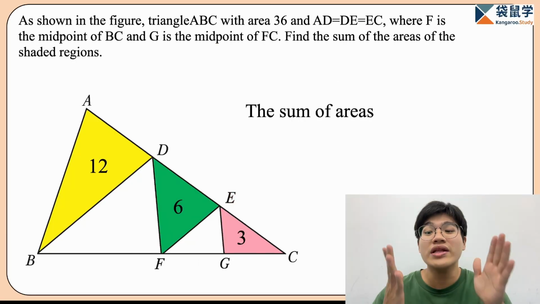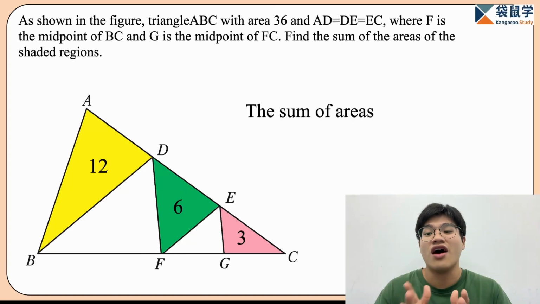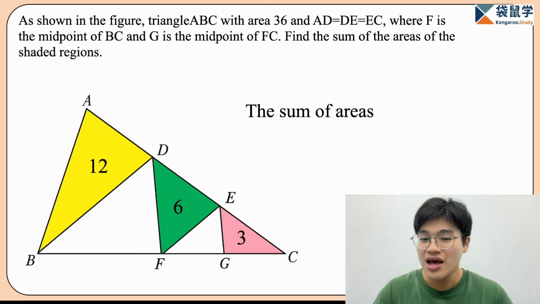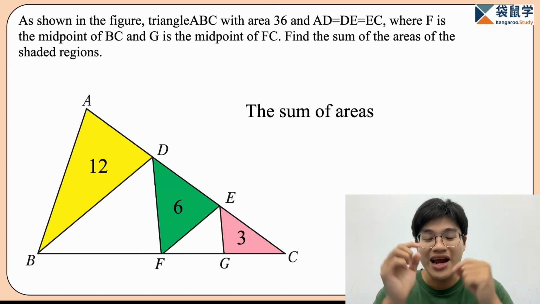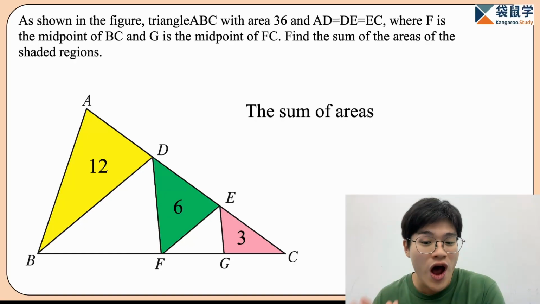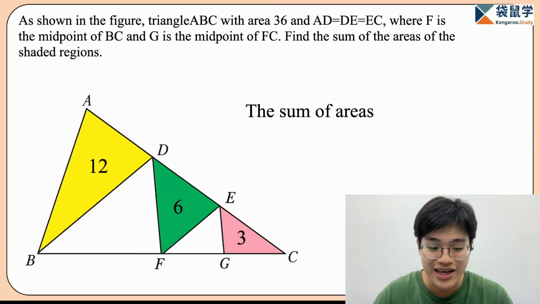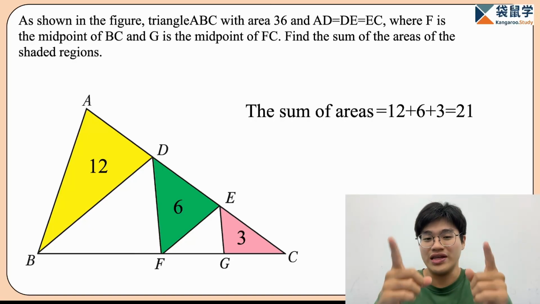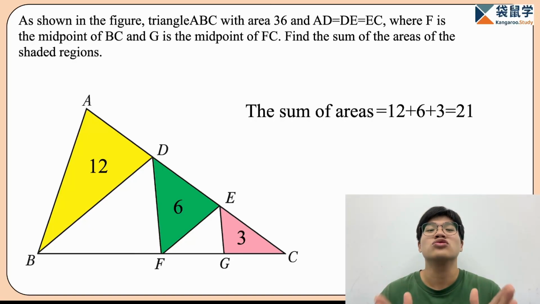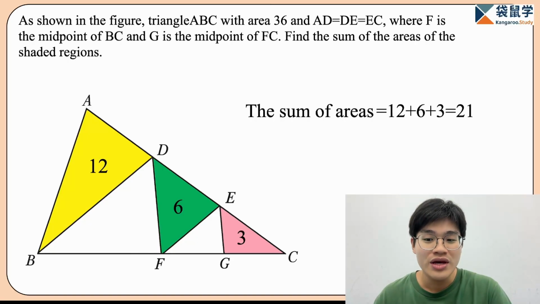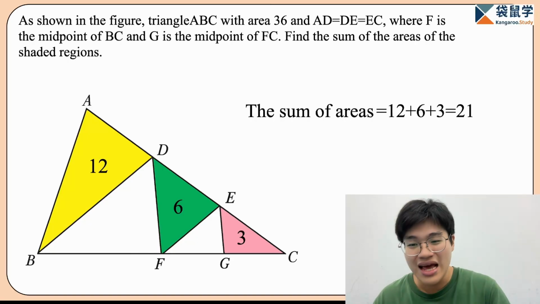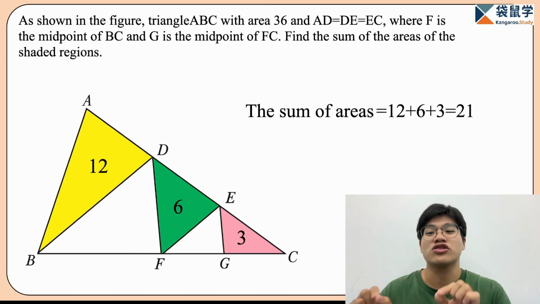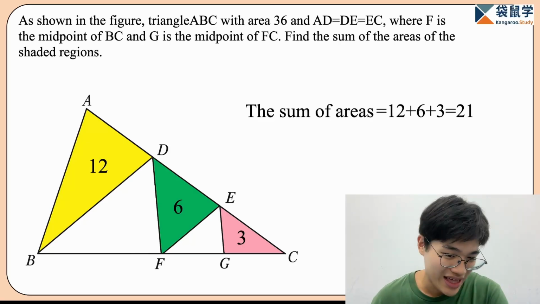Now, with knowing the sum of the shaded regions' area, we just add 12, 6, and 3 together, and we get the answer, which is 21. So in this question, that is how you do it. We use the equal height model, we draw again and again, and we get the area of each shaded region, and we add them together.